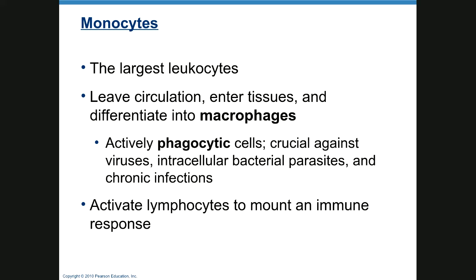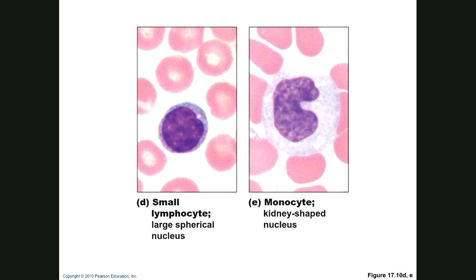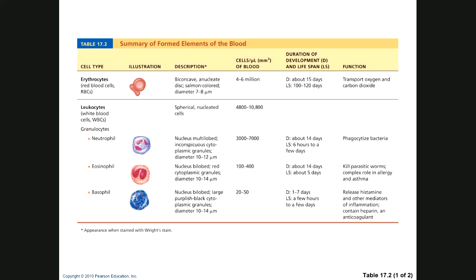Monocytes are the largest cells. They leave circulation and become macrophages. They're phagocytic. They're crucial against viruses because they eat the whole cell that contains the virus. Cells that have internal parasites, they eat those, chronic infections. They also activate lymphocytes to mount an immune response. Okay, this is a lymphocyte. This is a monocyte. This is showing a little bit about the formed elements.